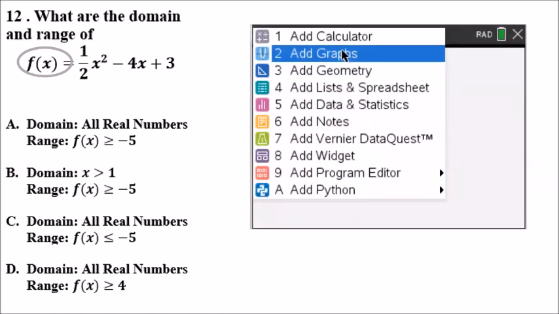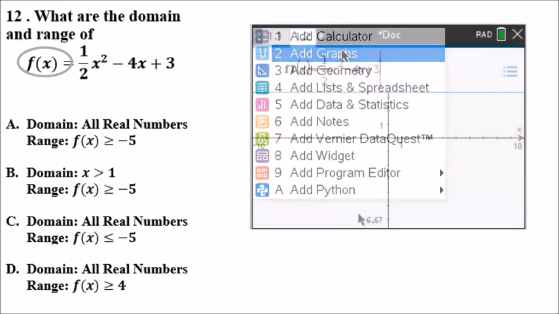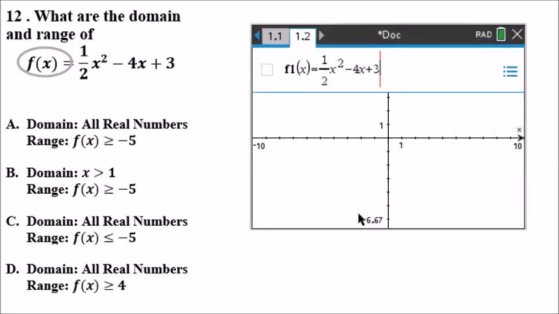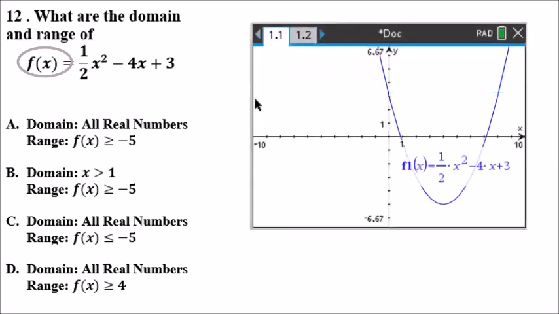So I'm going to go in and add a graph. I want to make sure that I type it in exactly how it looks on my problem. So I'm going to say control divide 1/2, go to the side to type in x squared minus 4x plus 3. When it looks exactly like my problem looks, I hit enter. I get this nice looking parabola here.